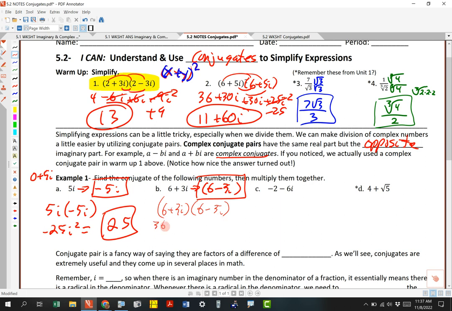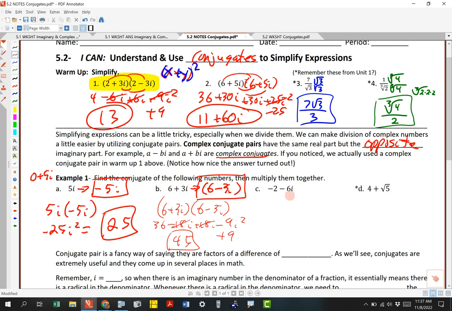6 times 6 is 36. 6 times negative 3i is negative 18i. 3i times 6 is positive 18i. And 3i times negative 3i is negative 9i squared. Those middle ones cancel out. So I get a 36, and what does negative 9i squared count as? Positive 9. So I put those together, I end up with 45. So there are the conjugates up at the top, and here's what happens when we multiply the conjugates together. We get a nice number.